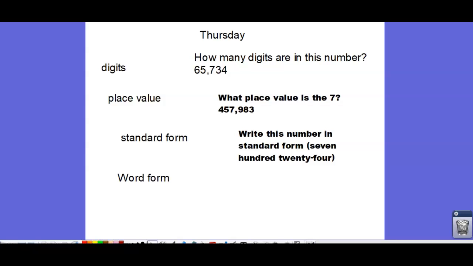This is math for Thursday, September 10th. So the first thing we did as a group is we went over these 4 questions.